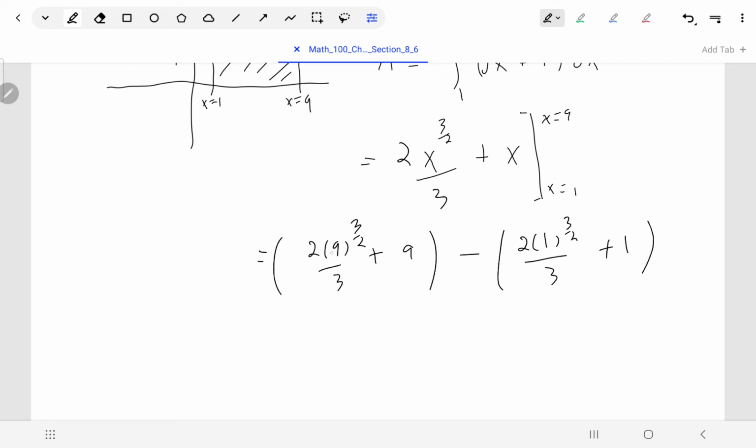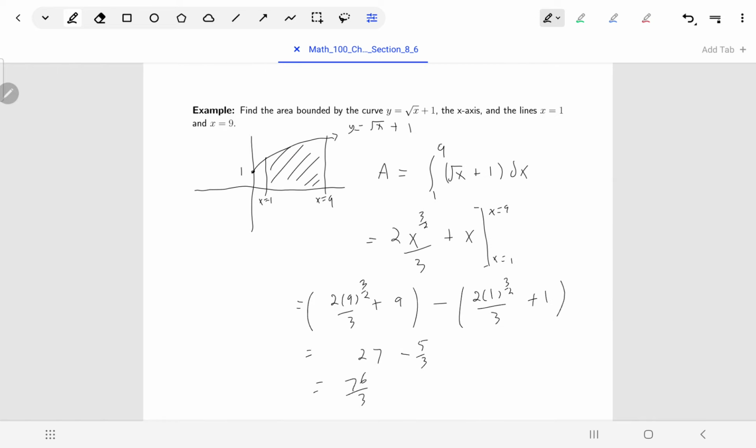So when I clean things up, 9 to the power of 3/2 is 27, so I'd have 2 times 27 over 3 plus 9. So this winds up giving me 18 plus 9, that's 27. And then I'll have 2/3 plus 1, which is 5/3. And 27 minus 5/3, that's 76/3. That's the area under my curve between x equals 1 and x equals 9.